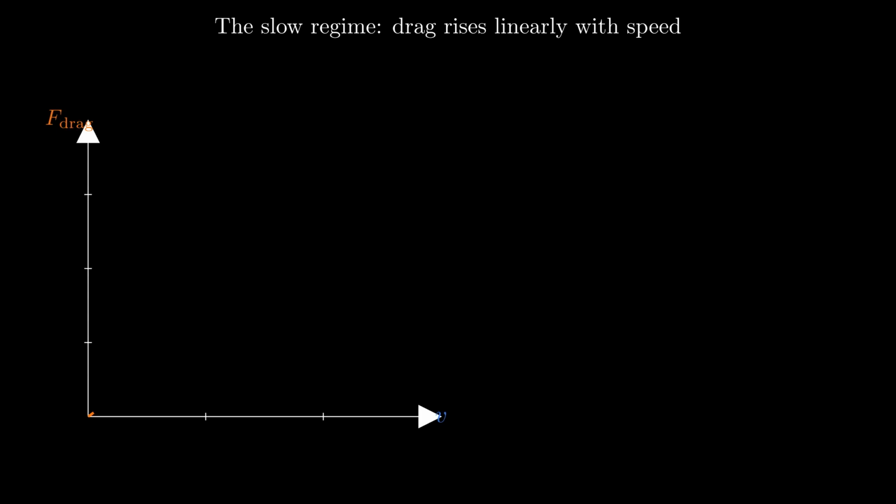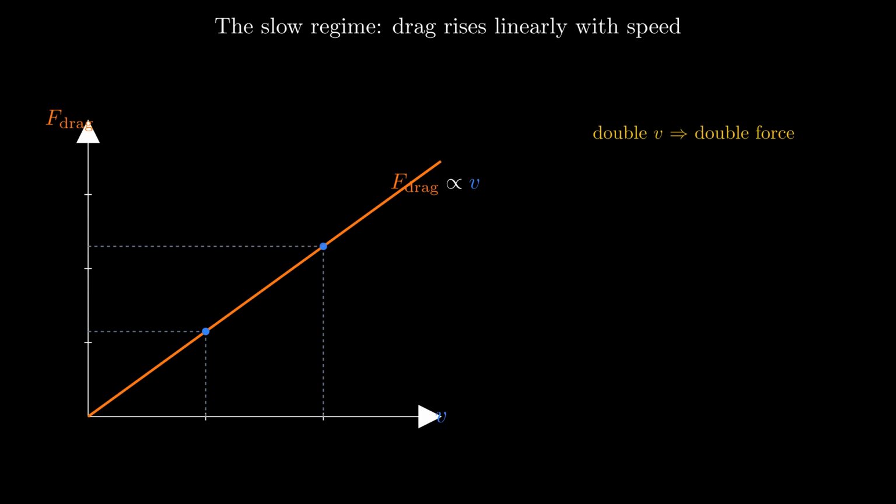In the slow regime, the physics simplifies in a different way. At very low speeds, the drag force is directly proportional to the speed. Double the speed, double the force, and it is also proportional to the fluid's viscosity. Thicker fluid, more drag. This is the reverse of the fast case. Here, viscosity is everything, and the speed enters only to the first power.